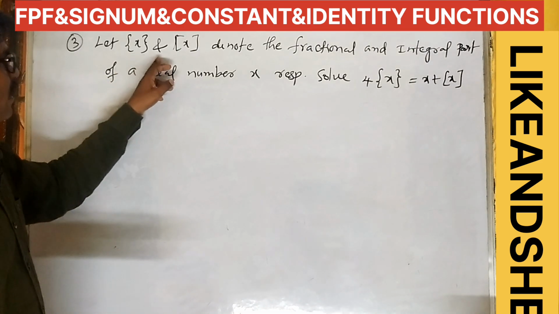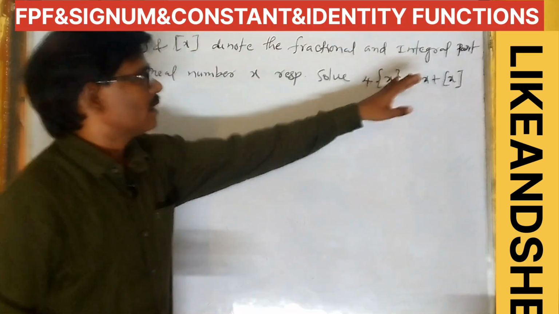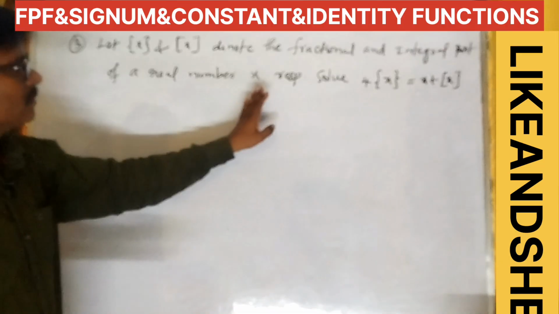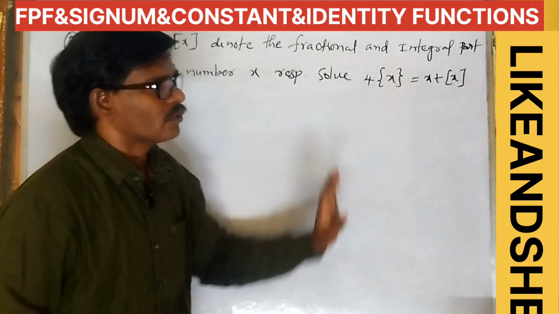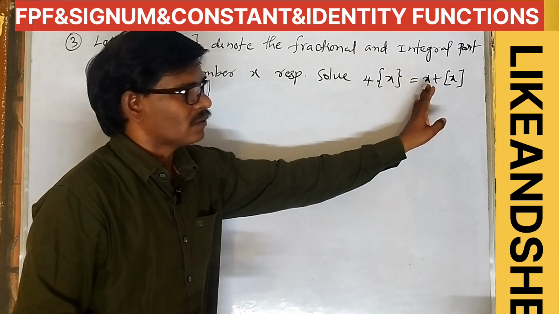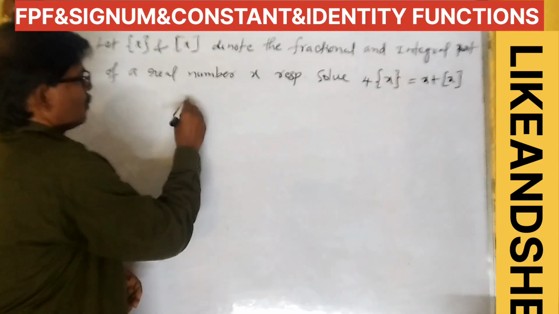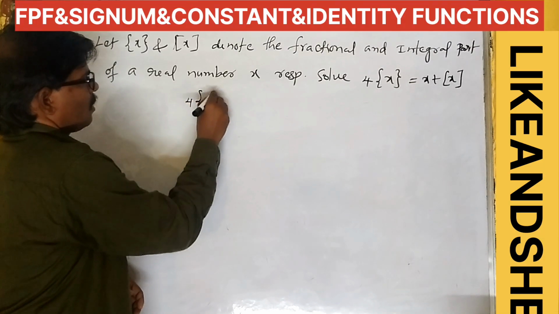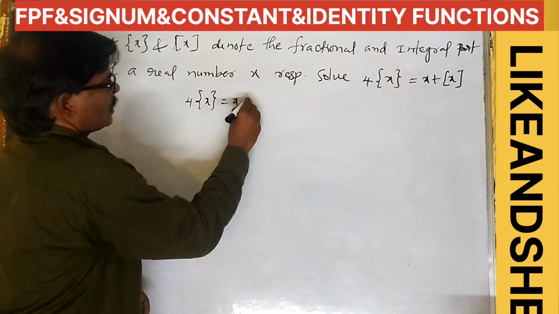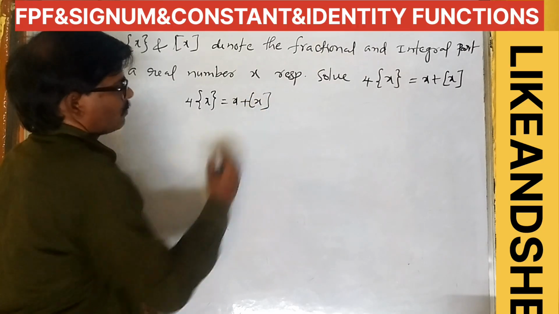Okay. And question 3: let {x} and [x] denote the fractional part and the integral part of a real number x respectively. Solve 4{x} = x + [x]. This is the given equation.